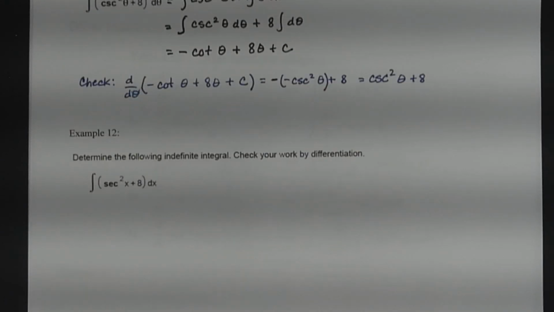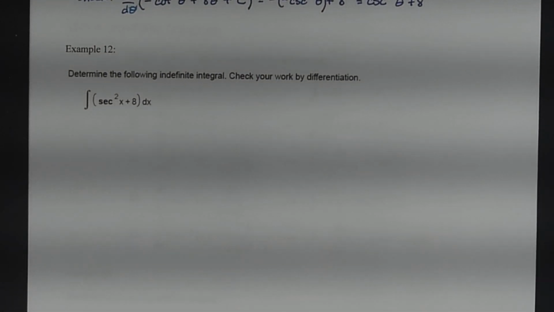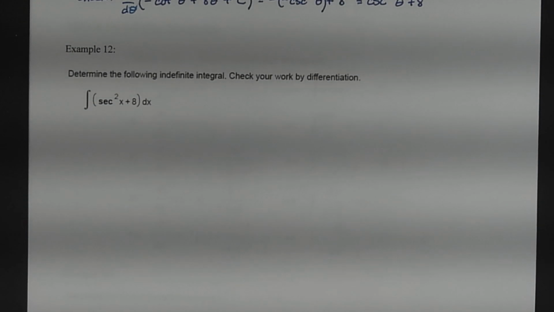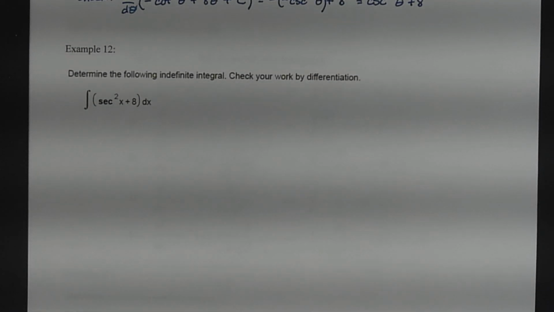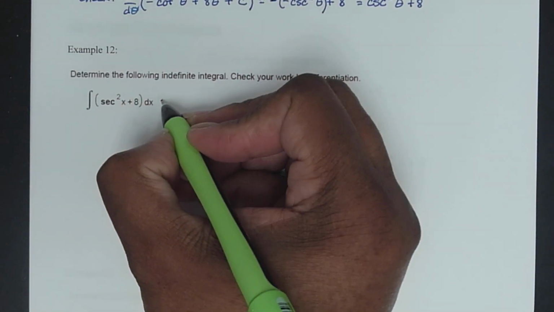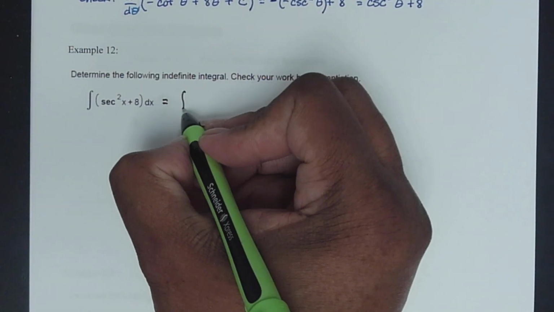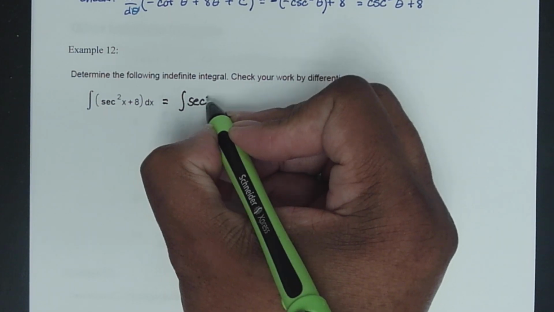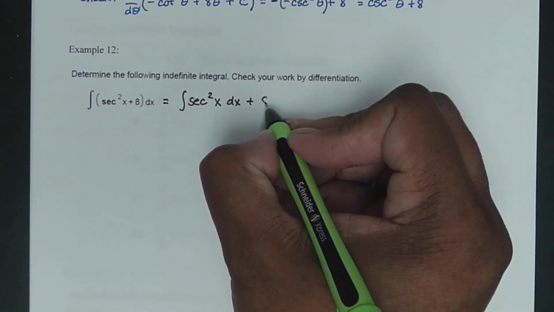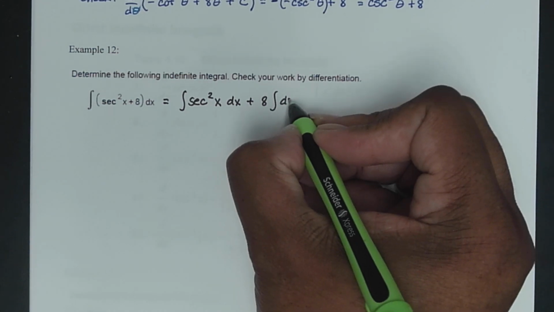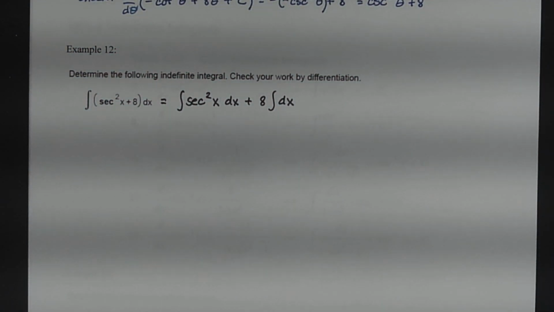And in example 12, let's say we got the integral of the secant squared of x plus 8 dx. Well, if I integrate each term, this will be the integral of the secant squared of x dx plus 8 times the integral of dx. And here I'm pulling the 8 out in front using the constant multiple rule.